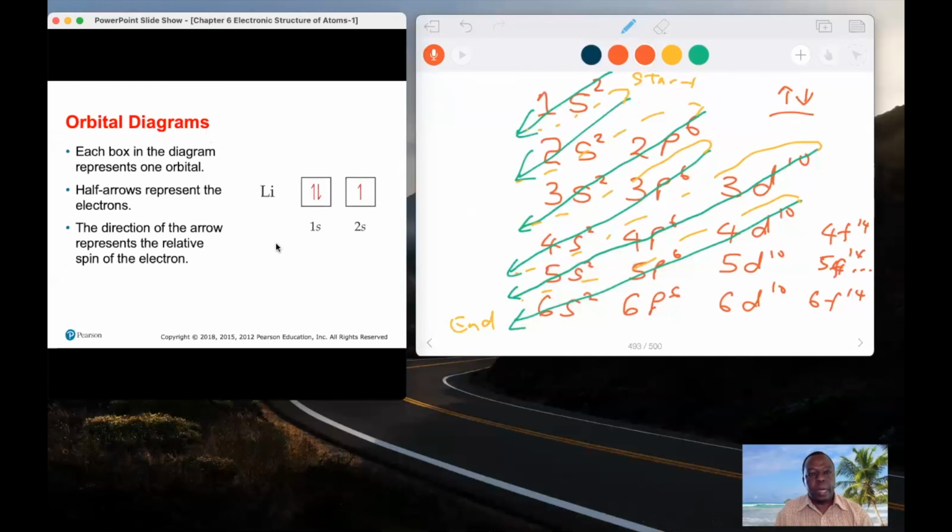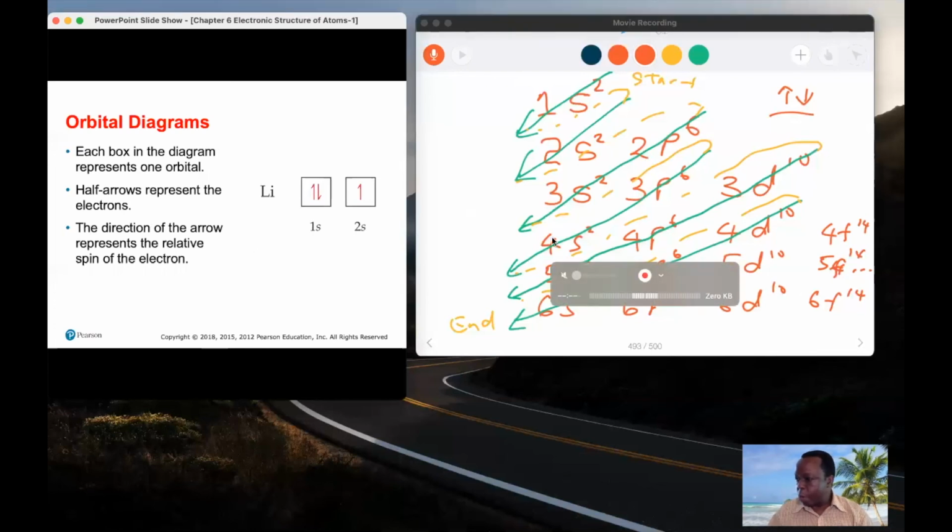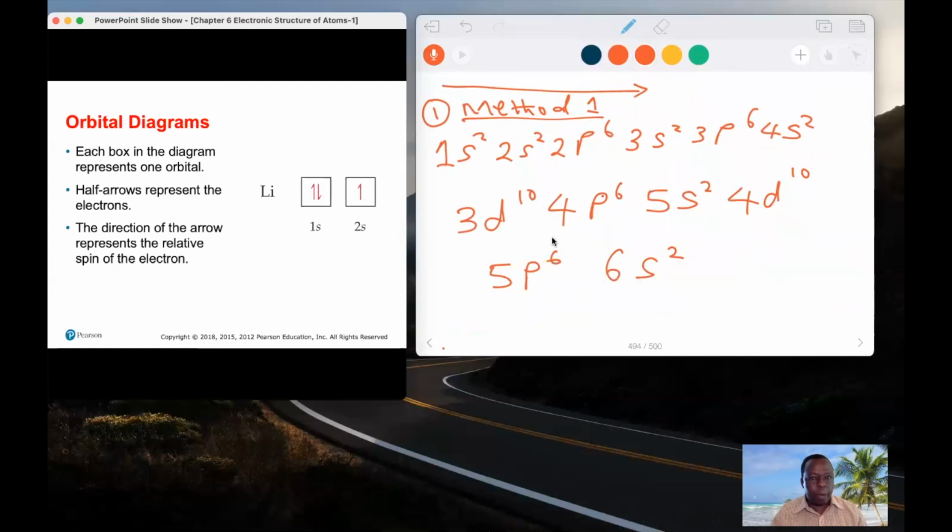Orbital field diagram for lithium, you just have to represent electrons using arrows. It shows the spinning. So the one on my whiteboard is the long one, or what I call method 1. I call this method 2 here.